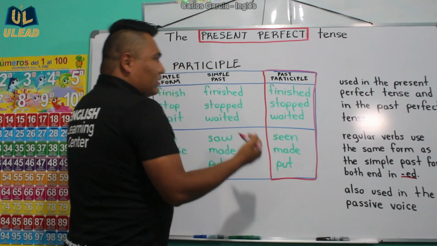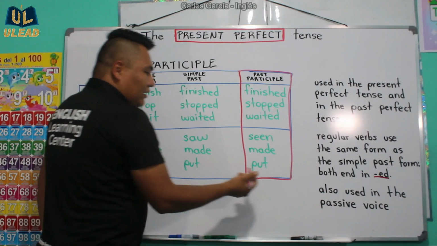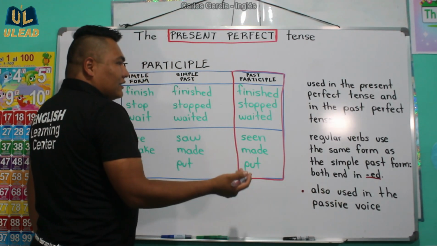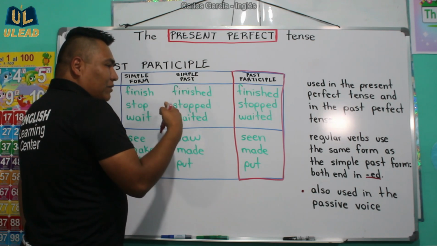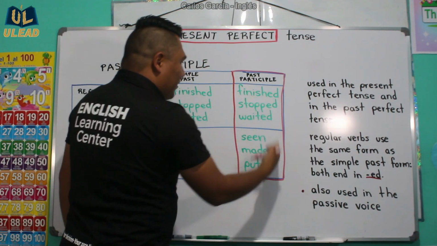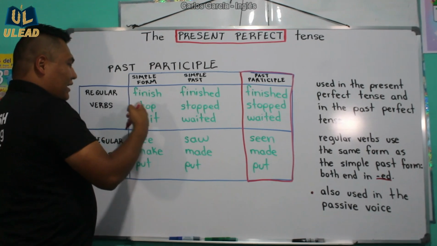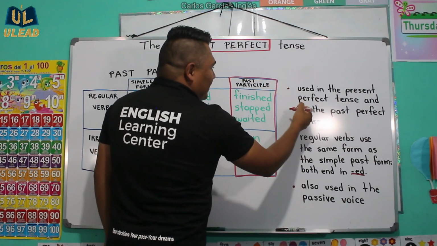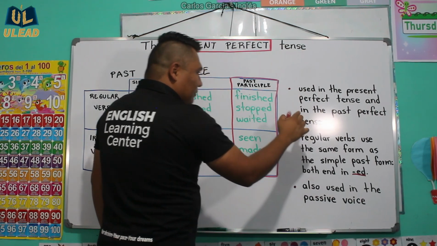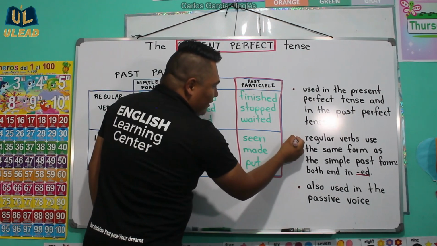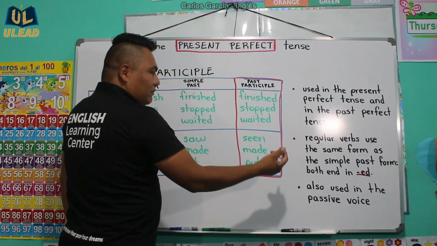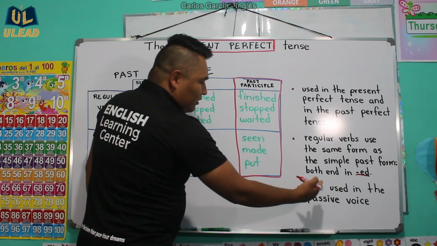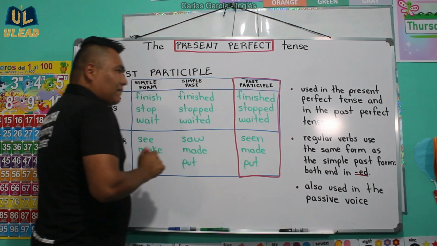We also use the past participle in what we call the passive voice, okay? So just to highlight, this past participle is one of the main parts of the verb, and it is used in the present perfect tense and in the past perfect tense. Regular verbs use the same form as the simple past form, both end in ed, and it is also used in the passive voice, okay?